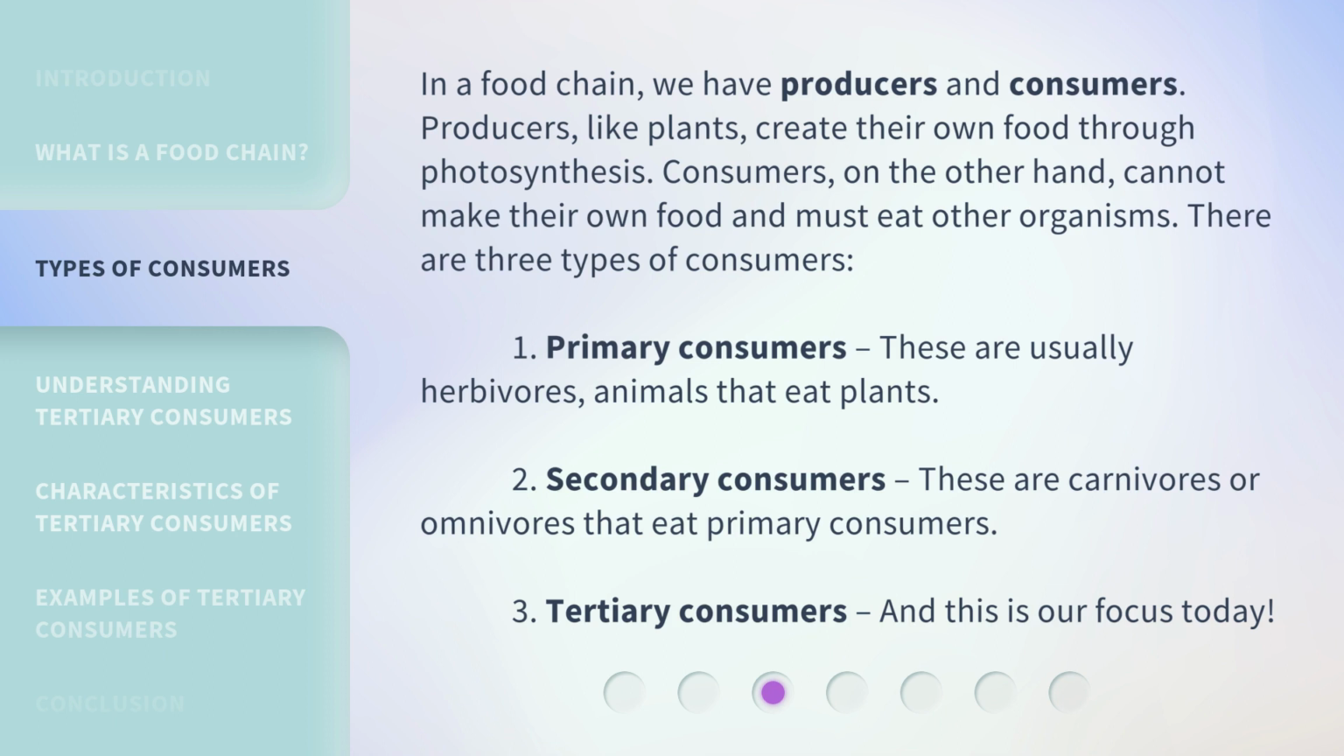1. Primary consumers. These are usually herbivores, animals that eat plants. 2. Secondary consumers. These are carnivores or omnivores that eat primary consumers. 3. Tertiary consumers, and this is our focus today.